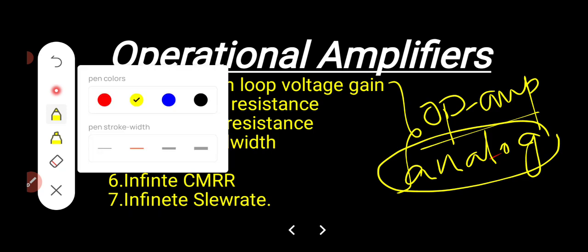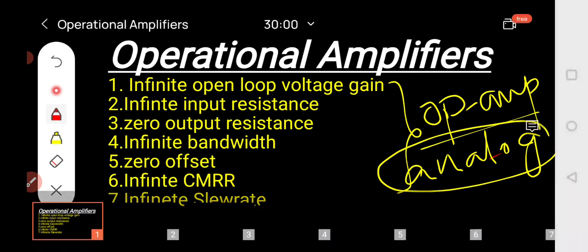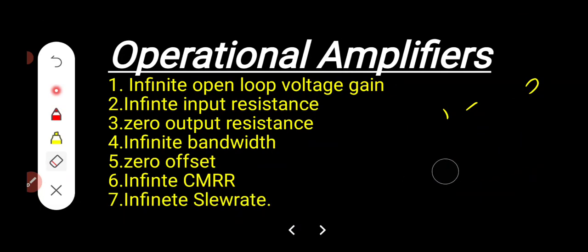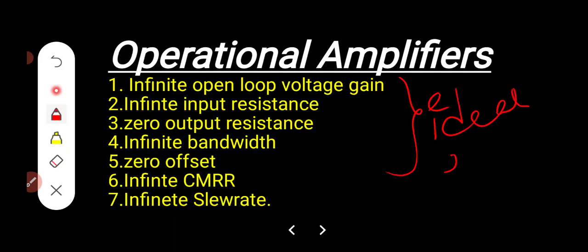Generally, any kind of device has certain characteristics, whether in terms of shape or in terms of voltage. Likewise, the operational amplifier also has some characteristics. Those characteristics are generally called the ideal characteristics of an op amp.